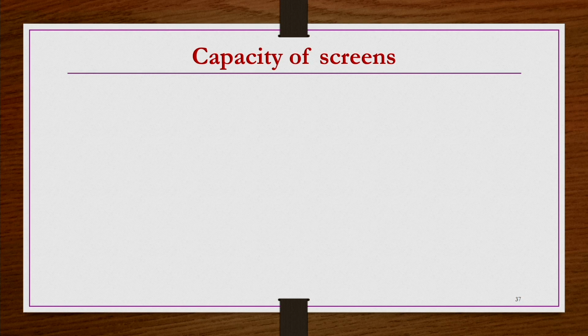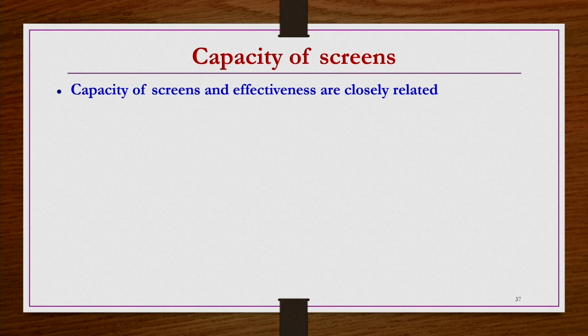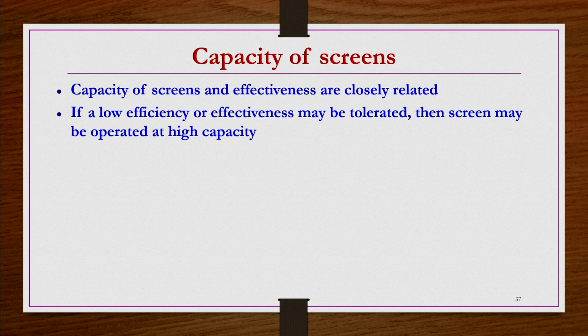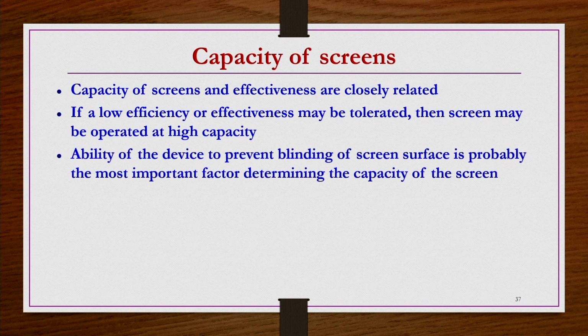Capacity of screens. Capacity of screens and effectiveness are very much closely related. If a low efficiency or effectiveness may be tolerated, then the screen may be operated at high capacity, right. So, it is very difficult to have both high capacity and high effectiveness simultaneously. So, if you want to handle high capacity, a large amount of material, then you must compromise on the effectiveness.